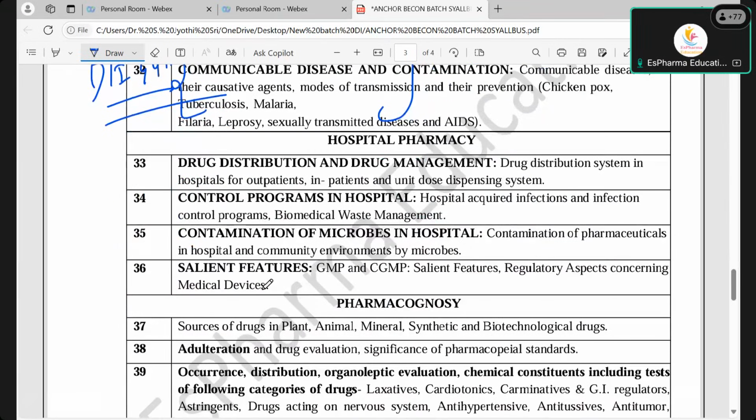Now coming to pharmacy, hospital pharmacy. Recently, in the previous year examinations, they haven't included these hospital pharmacy topics in drug inspector. Drug inspector lo include చేసేవారు కాదు.